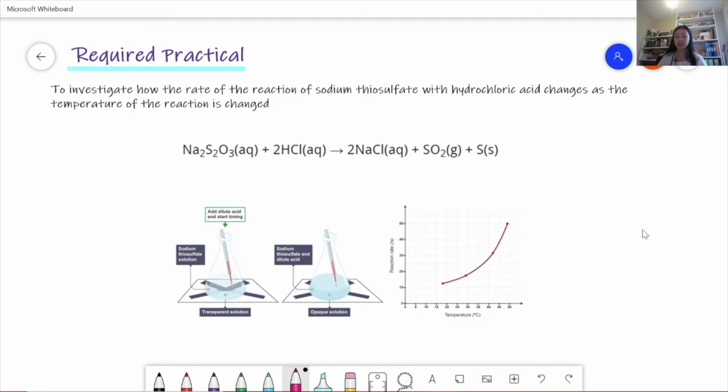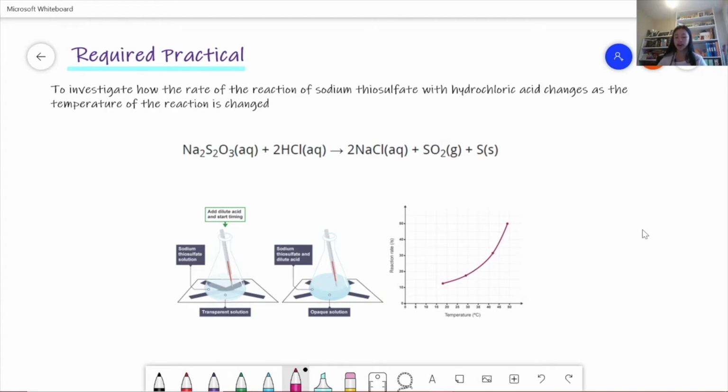Then we place this flask onto the piece of card with the cross on it, and then we add 10 centimeters cubed of hydrochloric acid to a test tube using a measuring cylinder again, and place it into a test tube rack. When we're ready, we then add the 10 centimeters cubed of hydrochloric acid to the sodium thiosulfate. We quickly give the contents of the flask a swirl, and then look down through the side of the conical flask to time how long it takes for the cross to disappear.